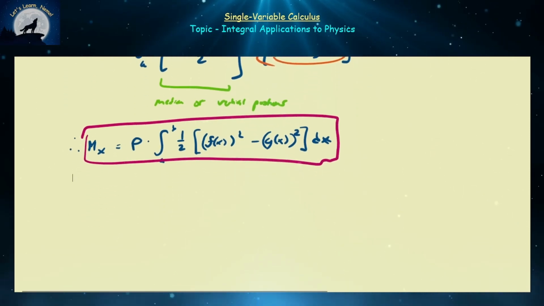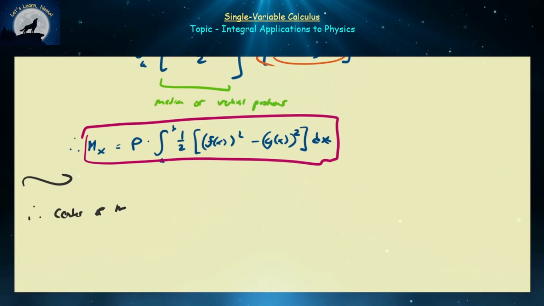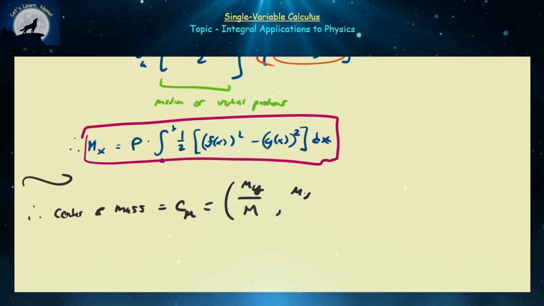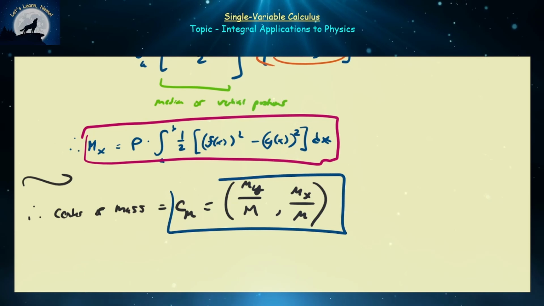So now what we're going to do is define the center of mass. So the center of mass, which I'm just going to call Cm, is going to be equal to our moment of x, which is my, divided by our total mass m, and then our moment of y, which we called mx, divided by m. So this is how you find the center of mass for a two-dimensional region, assuming uniform density. Let's work out a numerical example just to make sure we know how to use these formulas.